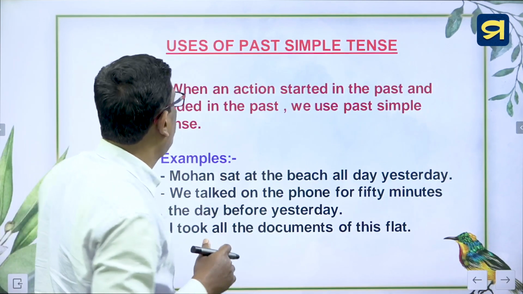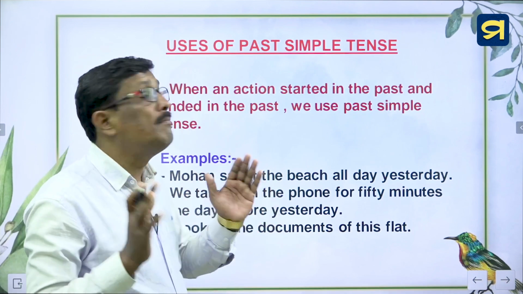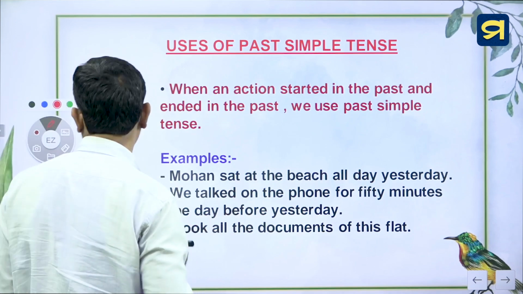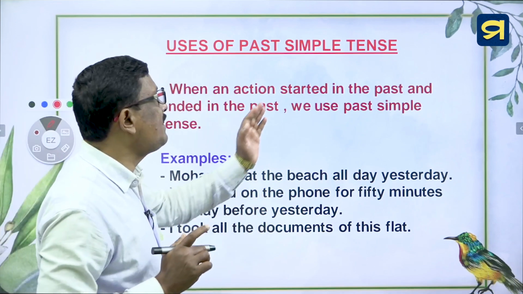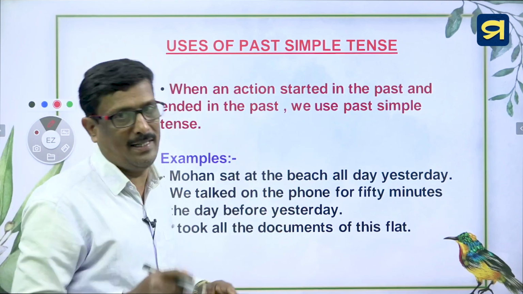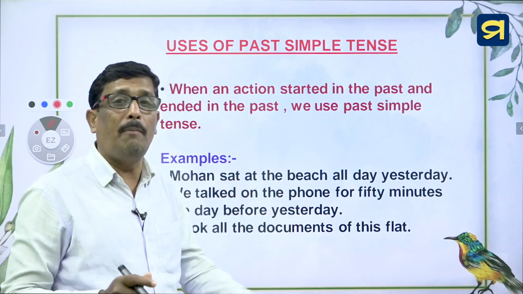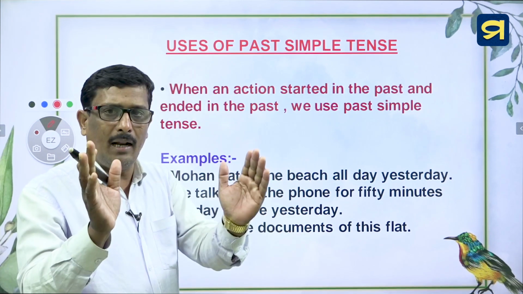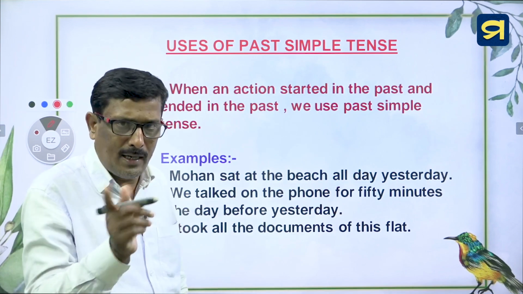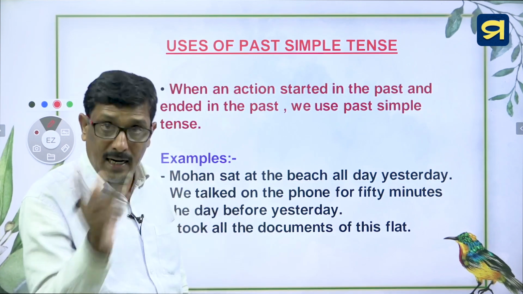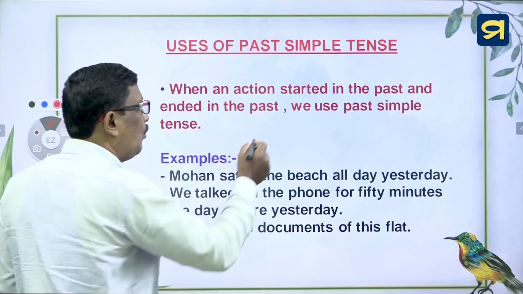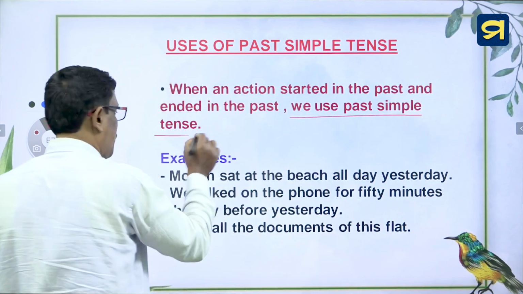Then we are going to discuss the uses of past simple tense or simple past tense. Number one, when an action started in the past and ended in the past and there is no relevance with the present. If an action started in the past and ended in the past with present relevance, we have already discussed that present perfect tense is used. If there is no present relevance, the action that started and ended in the past will be written in simple past tense.